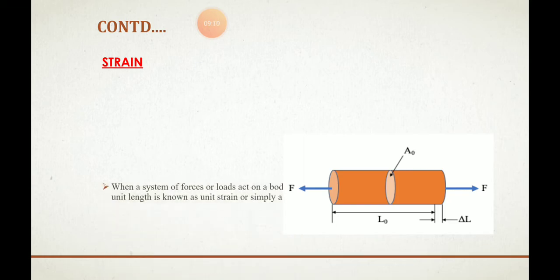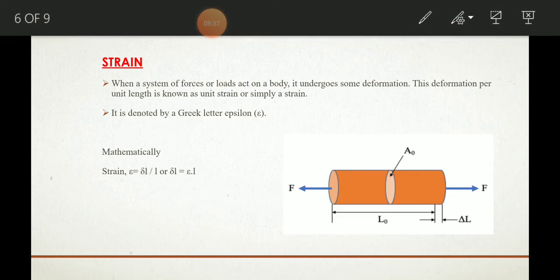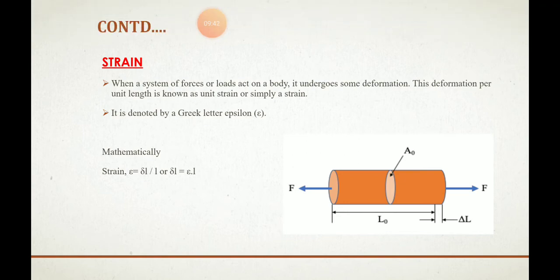Fine. Let us see the definition. When a system of forces or load acts on the body, it undergoes some deformation. Deformation means either an increase in length or a decrease in length. This deformation per unit length is known as the strain. It is denoted by the Greek letter epsilon. Mathematically, it is delta L by L, where delta L is the change in length and L is the original length of the element.